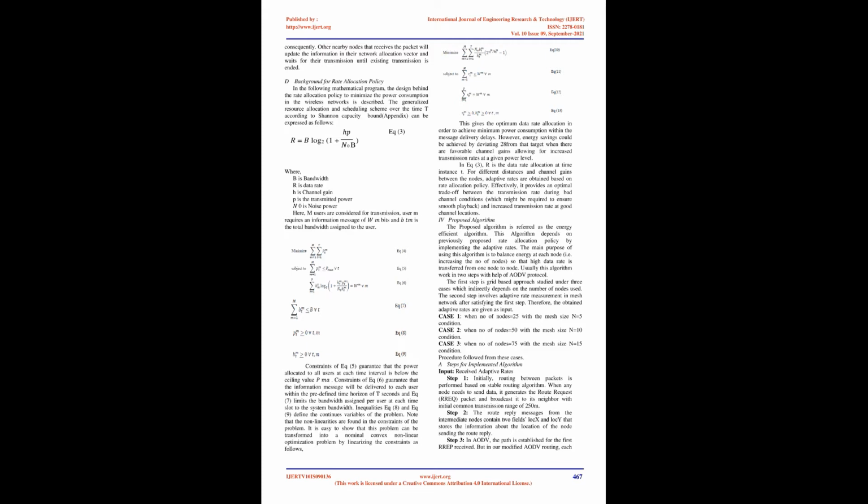First step is to calculate adaptive rates based on rate allocation policy. Rate allocation policy mainly depends on distance parameter. These adaptive rates are given as an input to the AODV routing.